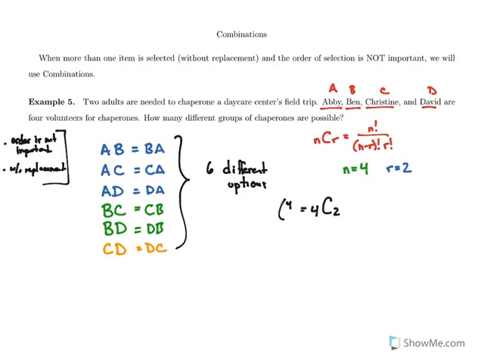This is 4 factorial over 4 minus 2 factorial times 2 factorial, or 4 factorial over 2 factorial times 2 factorial. This is 4 times 3 times 2 times 1 over 2 times 1 times 2 times 1. Cancel out the 2 times 1, so we have a 4 and a 2, left with a 2 on top. Overall, we have 6 total.